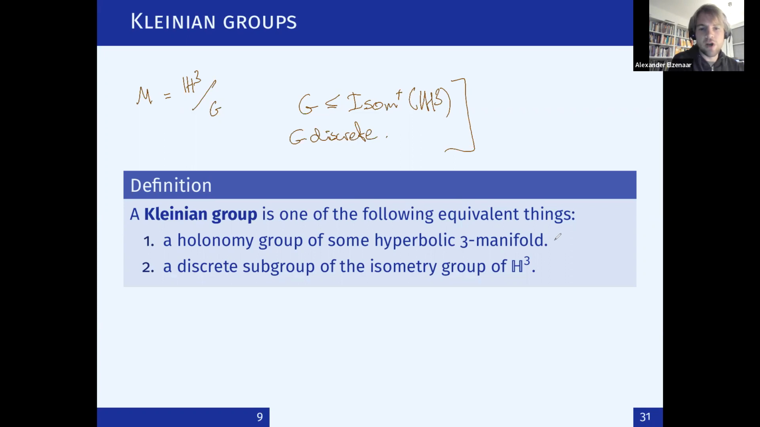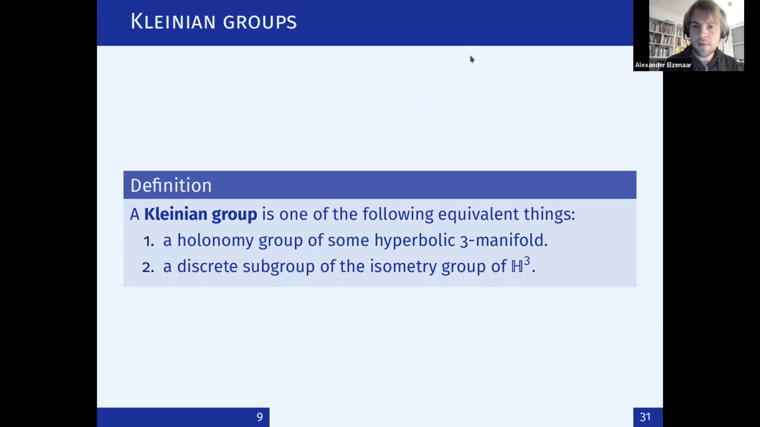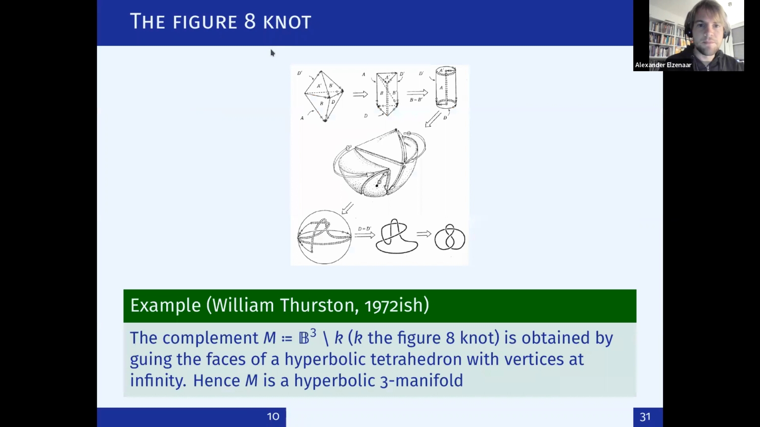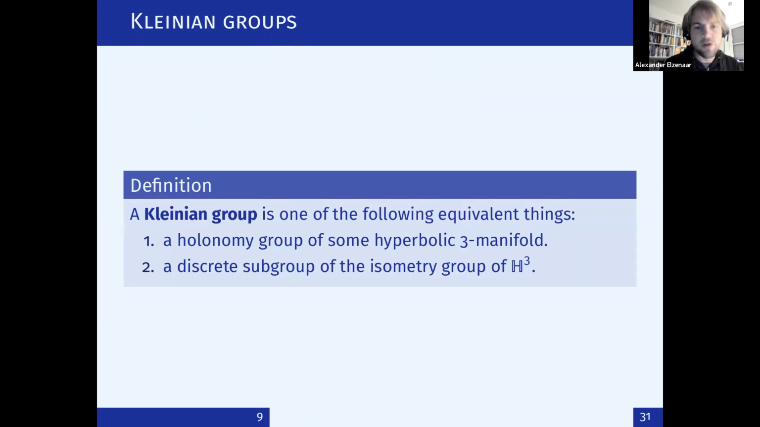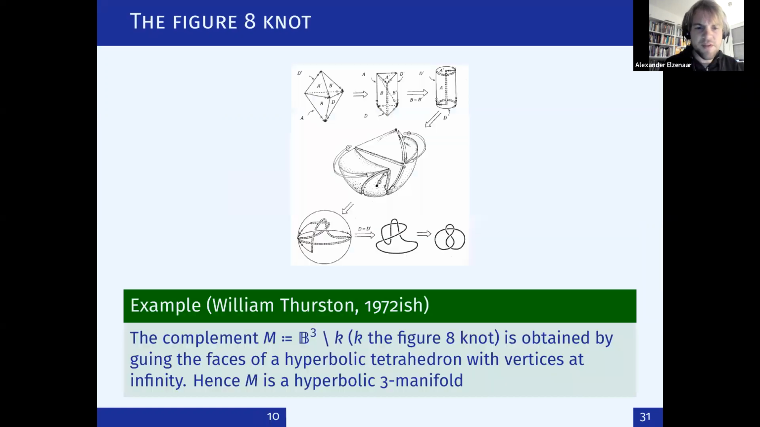So either it's the holonomy group of a hyperbolic three manifold, or equivalently a discrete subgroup of the isometry group of H3. And in a minute, I'm going to give a more concrete definition in terms of matrices. But before that, I want to give an example of some of this.